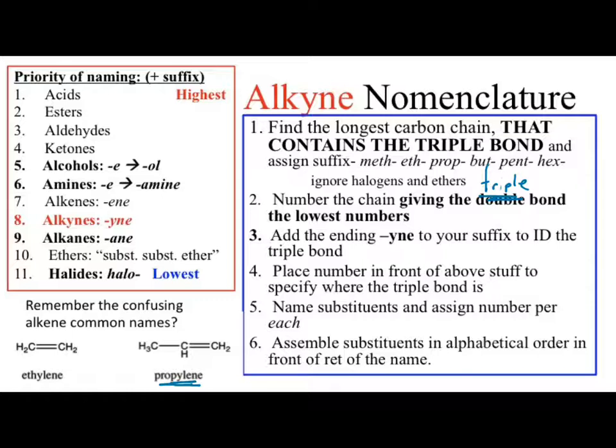Giving the triple bond our lowest number, we'll add our ending onto it to be the yne ending for the alkyne, our triple bond. We then put our number through it to specify where it is. You might see that number move around. Some people like to put the number in the middle of the name. That's fine. Or you can put it at the beginning.